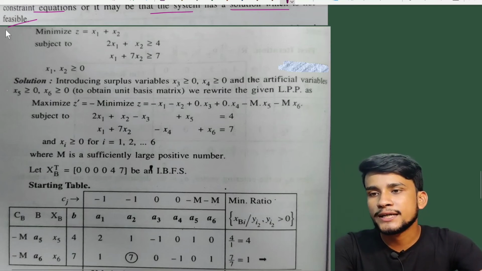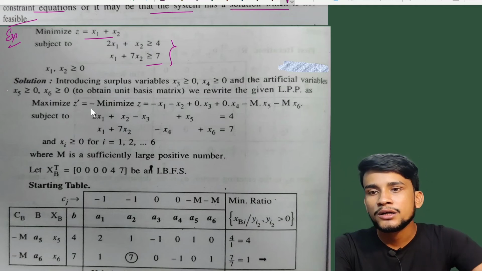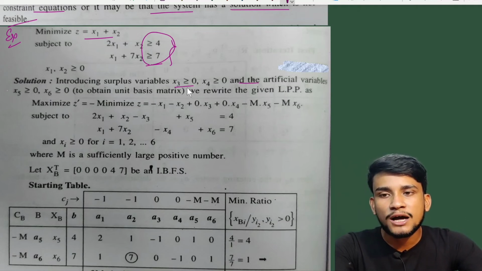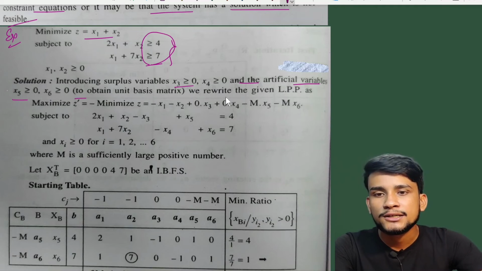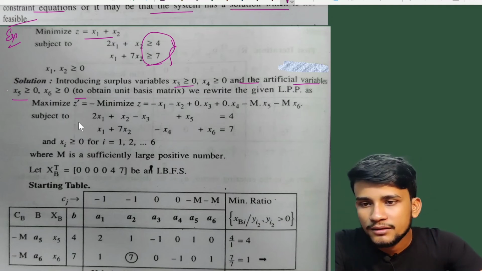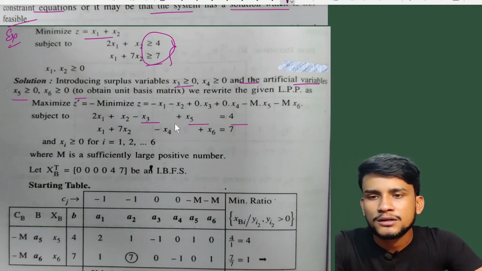So let us take an example of this method. Minimize z equal to x1 plus x2 subject to this one. See, these two are greater than or equal to type inequalities. So introducing surplus variables x3 and x4 to convert these inequalities to equalities, and since x3 and x4 are subtracted from the left side, they can't form the basis, so we need to introduce the artificial variables x5 and x6 to obtain the basis. Then rewrite the LPP, and we first convert the minimization problem to the maximization problem. See, subject to the constraints, this and this are what?